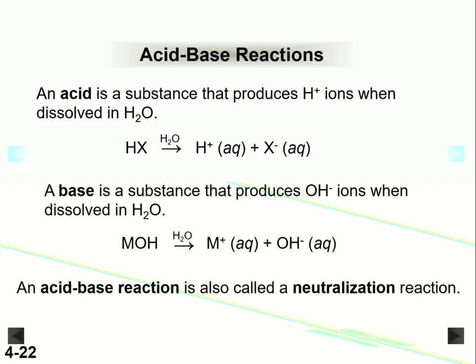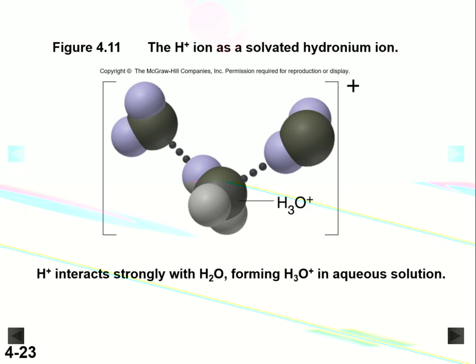An acid-base reaction is also called a neutralization reaction. The acid gets neutralized by the base and vice versa. The neutral solution is the water that's produced. Now, when you have protons in water, they generally don't float around by themselves. We'll write it as H plus, but sometimes people will write it as H3O plus because the protons are so reactive they tend to stick to the other water molecules. So this is kind of an important picture to keep in mind.